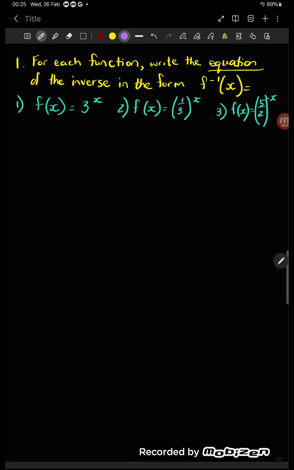Okay, so for each function, write the equation of the inverse, of the form f to the minus 1. Don't get muddled with calculus later on. That's f dash, the derivative, which is the gradient, tangent line, all that kind of stuff. So we want an f to the minus 1, which is the inverse. Now the inverse is swapping the x's and the y's. It's putting the y as an input instead of an output.